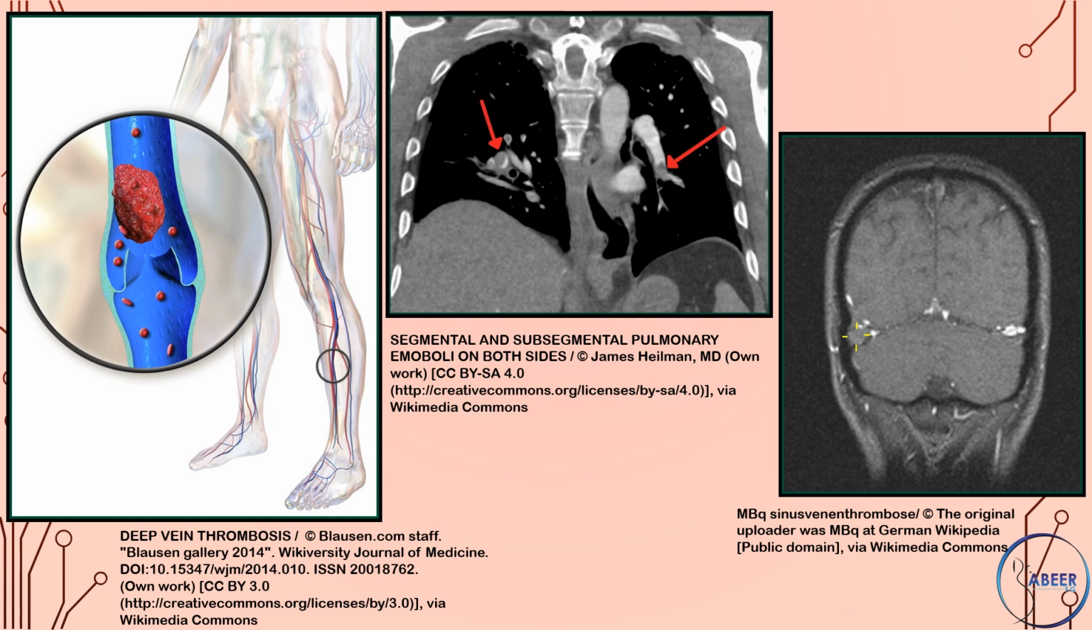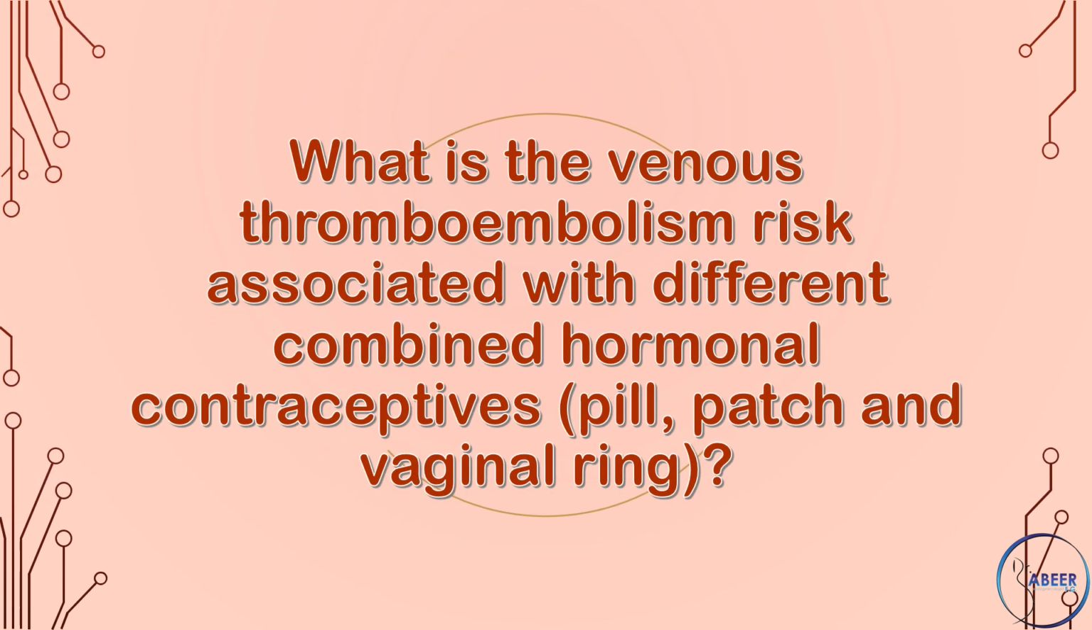Background incidence of venous thromboembolism in women of reproductive age is in the range of 2 per 10,000 women in 1 year. Non-randomized studies have consistently reported an increased risk of VTE associated with combined hormonal contraceptive use, suggesting that this effect is real. What is the venous thromboembolism risk associated with different combined hormonal contraceptives like pill, patch, and vaginal ring?